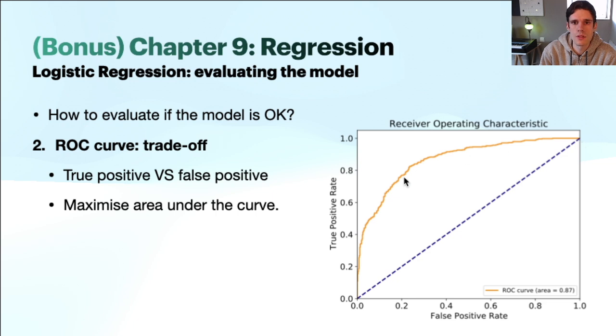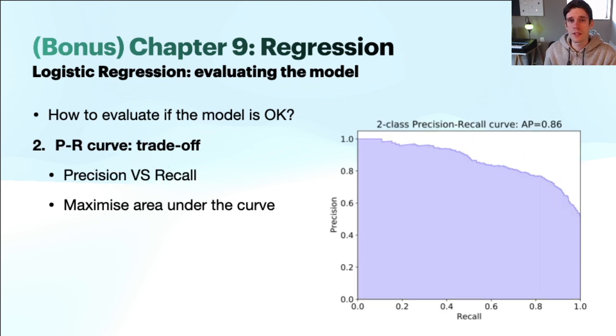Now the area under this curve is a number for how rapidly this goes. Now we see that in this example, the area under the ROC curve is 0.87, and this indicates a good model. Now an alternative version, which even more closely relates to this trade-off between precision and recall, is the PR curve. And this is exactly what you think it does.